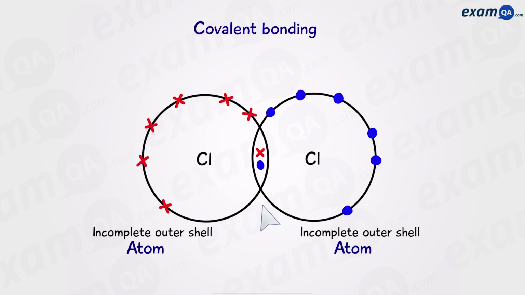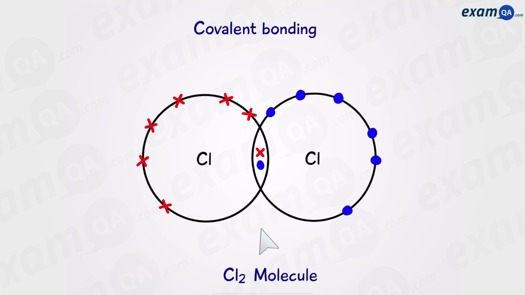So, let's count how many electrons each atom has now. Starting with the left. 1, 2, 3, 4, 5, 6, 7, and 8. And on the right, 1, 2, 3, 4, 5, 6, 7, and 8. So notice now that both atoms have 8 electrons. We now have a complete outer shell in both atoms, and we have now created a chlorine molecule.